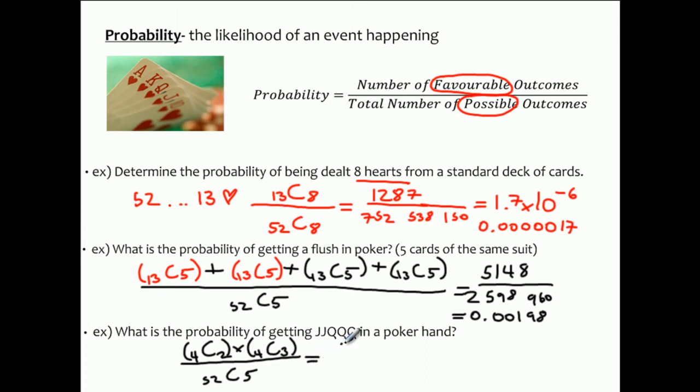This will give us 24 possibilities out of 2,598,960. So this works out to be 9.23 times 10 to the minus 6. So this is the probability as a decimal of getting this hand in poker.